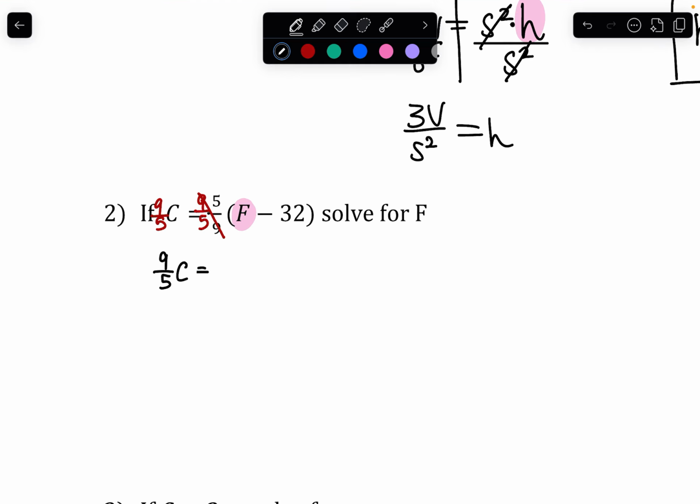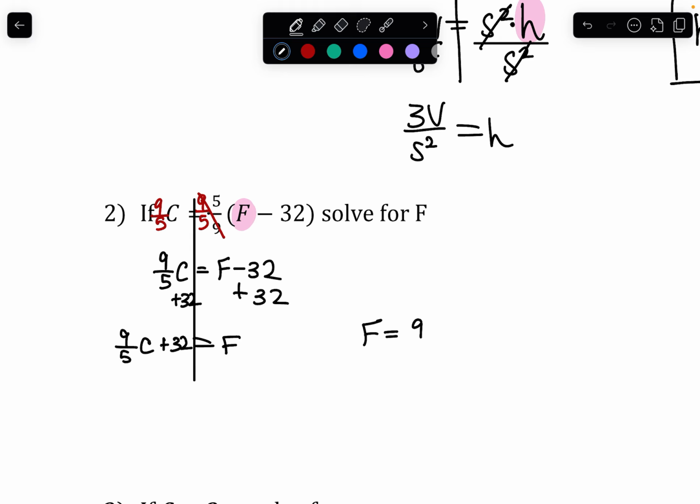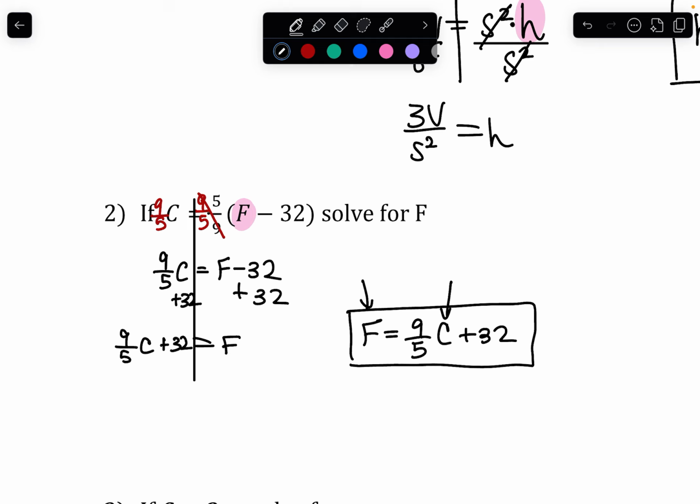Okay, so we have 9/5 C equals the F minus 32. And then next we can add the 32. And so 9/5 C plus 32 equals F. And so we can write our final answer with F equals 9/5 C plus 32. And so this would be valuable if they're giving us the temperature in Celsius. We can just plug it in right here and then get the Fahrenheit value.